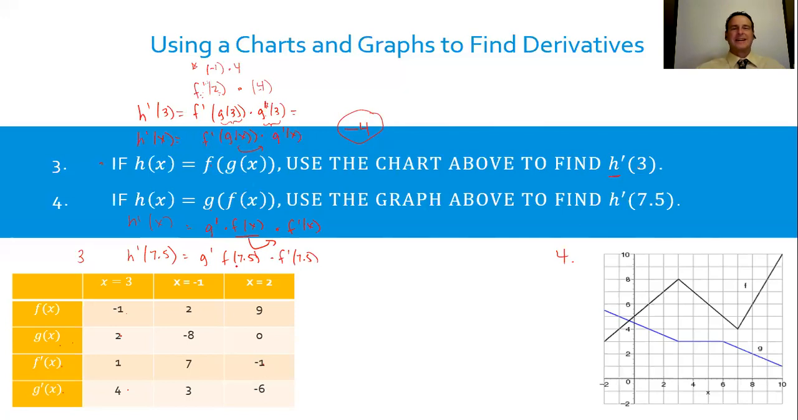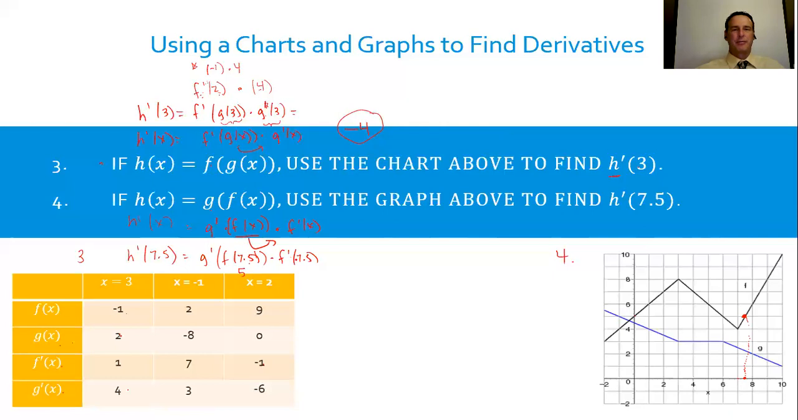Now f of 7.5, let's take a look over here at 7.5. Here's 7. 0.5 is right about here. I'm going to trace it upwards. And it does actually touch something nicely. And if I go across, it looks like it touches at 5. And I forgot some parentheses. Let me put those in here. Sorry. So f of 7.5 is 5.